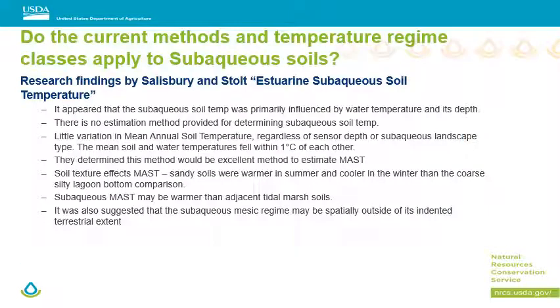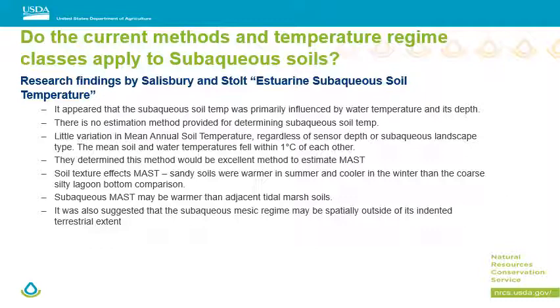Our neighbors over in Rhode Island did some research by Salisbury and Stolt on estuarine subaqueous soil temperature. And they found that the soil temperature was primarily influenced by the water temperature and depth. And there was no method provided in estimating the subaqueous temperature at the time. And there was little variation in the sensor depth and or the submerged landscape. And the mean soil and water temperatures fell within 1 degree Celsius.